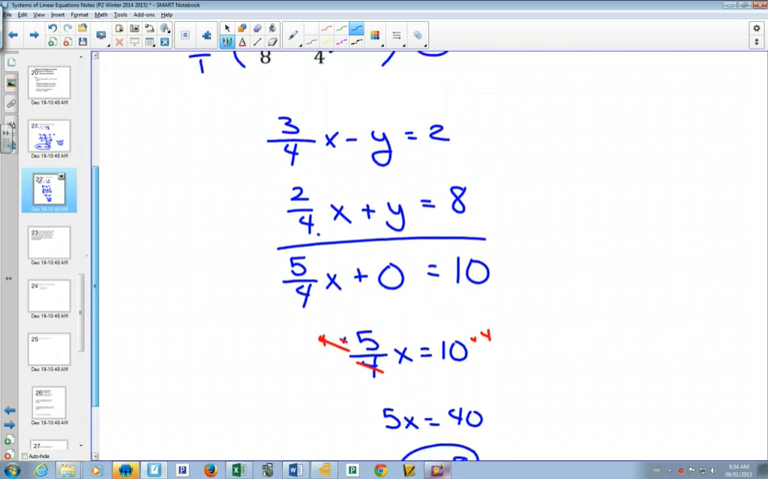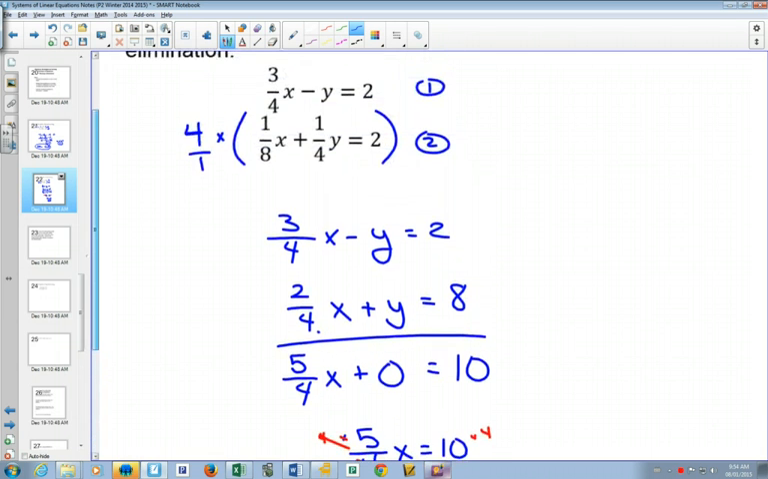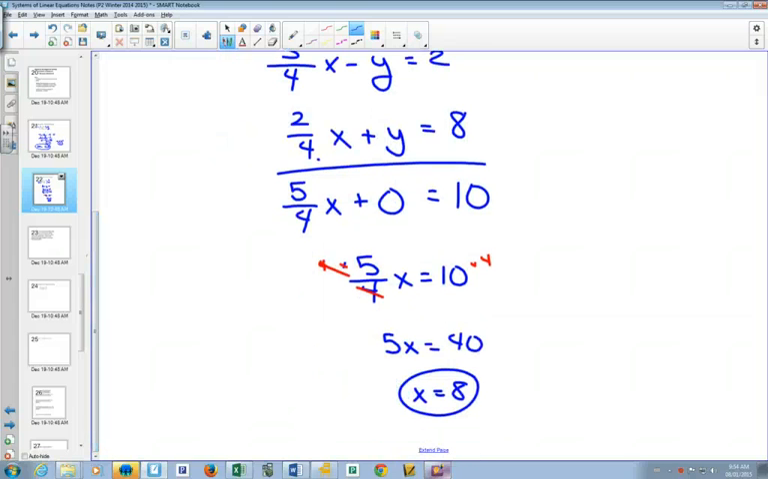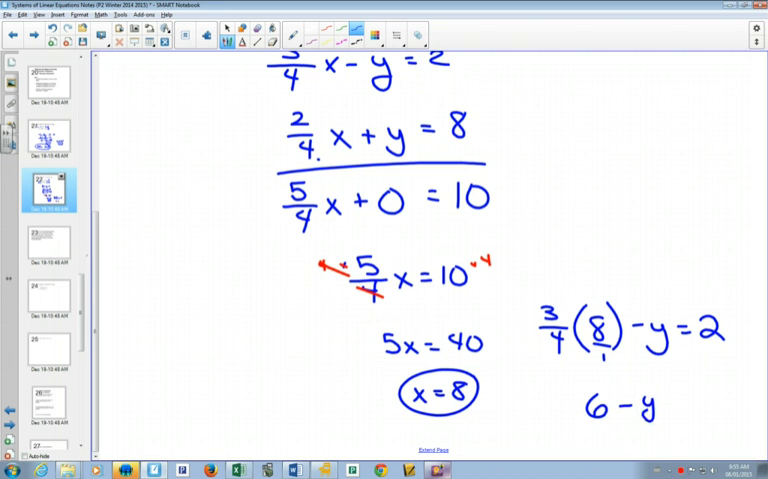Now when substituting back in, which equation do you want to use to solve for y? 1 or 2? 1, it's got less fractions. So we would have 3/4 x, and x is 8, minus y equals 2. Remember, 8 is 8 over 1. 3/4 times 8 would be 24 over 4, which reduces to 6. 6 minus y equals 2.